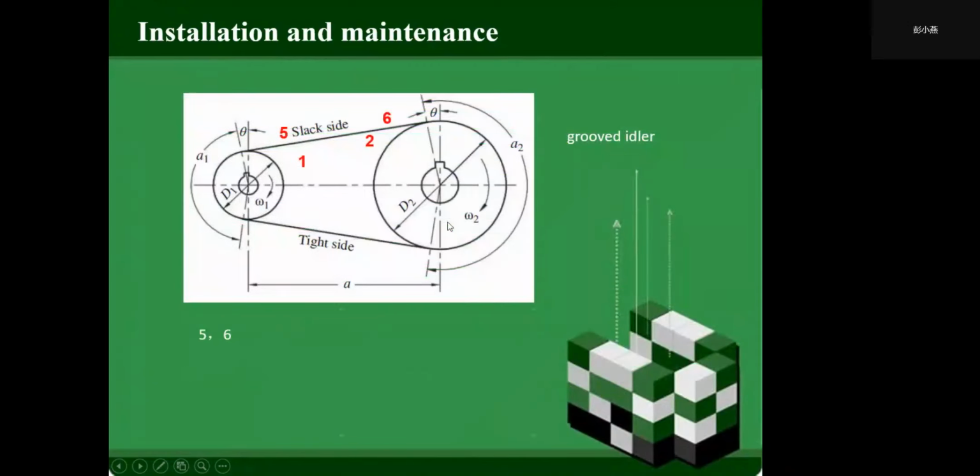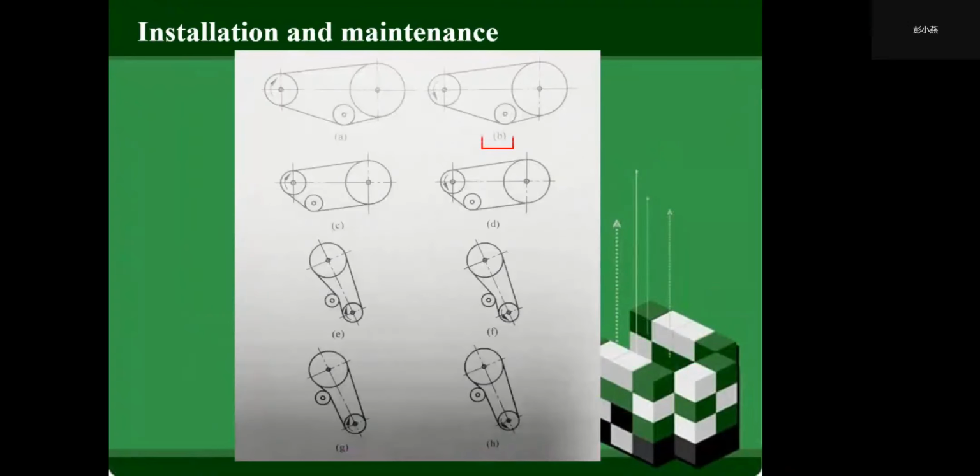So for these pictures, A, B, C, D, E, F, G, H, which one is correct to install the grooved idler? Which one is correct? Anybody knows?